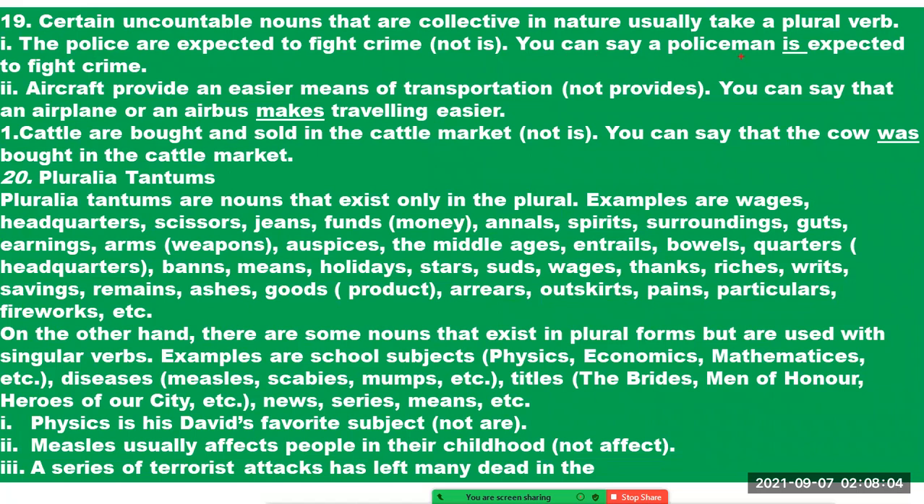You can say a policeman is expected to fight crime, but certainly when you talk about the police as a collective noun, it must take a plural verb. Another example is aircraft. Aircraft provide an easier means of transportation, not provides. Even though aircraft is looked at as uncountable, yet it takes a plural verb.